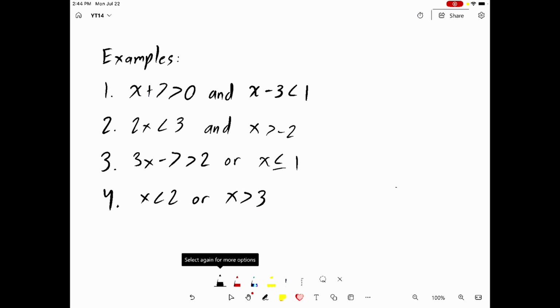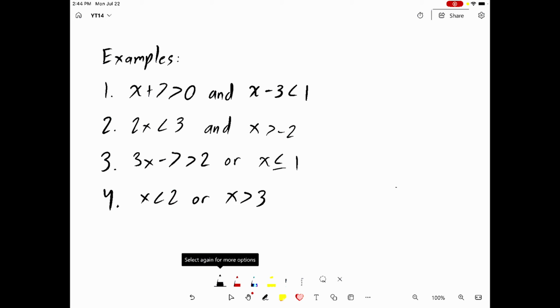These are our 4 examples for today, sorry. 2 of them contain and, and 2 of them contain or, just for a more thorough view. So if I have x plus 7 is greater than 0 and x minus 3 is less than 1, it's very simple to solve these inequalities.